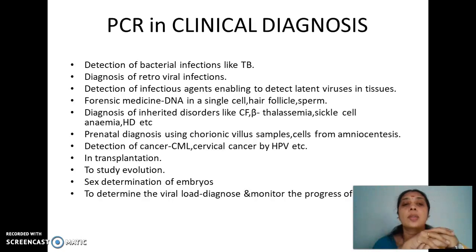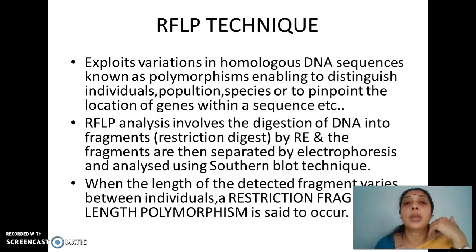Then prenatal diagnosis, cancer or carcinoma detection, transplantation, etc. The main applications we commonly use are in the diagnosis of various viral infections and forensic medicine. Where there is a paternity dispute, you make use of forensic PCR. You can settle the paternity dispute exactly with the help of this PCR technique, because we are looking for the gene which is responsible, right?